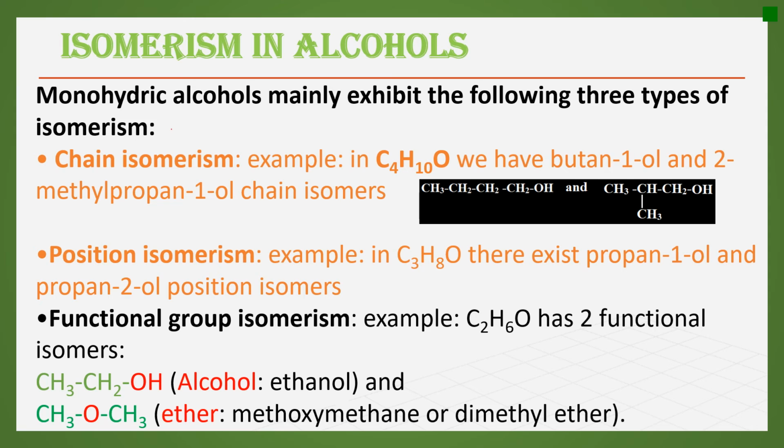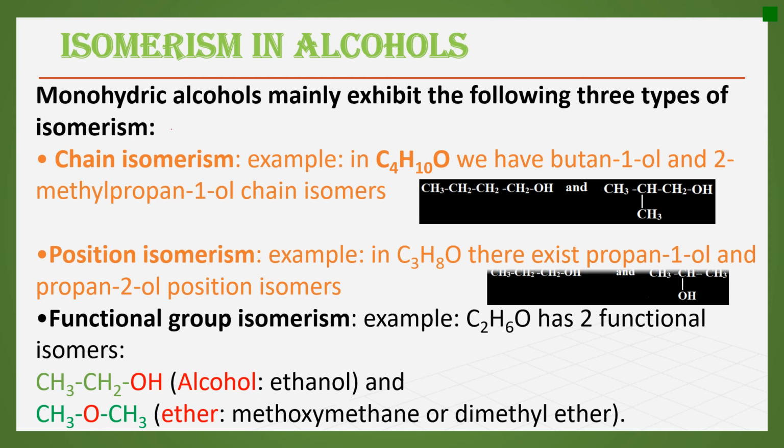Position isomerism is the existence of isomers which have the same carbon connectivity but different positions of the functional group. Here we have an example, C3H8O, which has two isomers, propan-1-ol and propan-2-ol. Looking at their structures, you can see they have the same connectivity, they are both straight chains, and the only difference is in the position of the OH group, which is a functional group, where in the first example it is 1 and in the second example the position is 2.